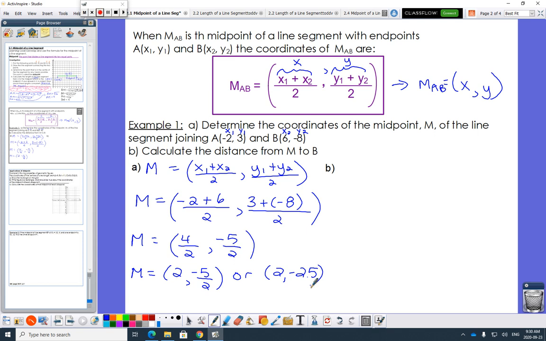So now B says calculate the distance. This is another word for find the length, or the length of the line between those 2 points. So you are just using the length or distance formula.